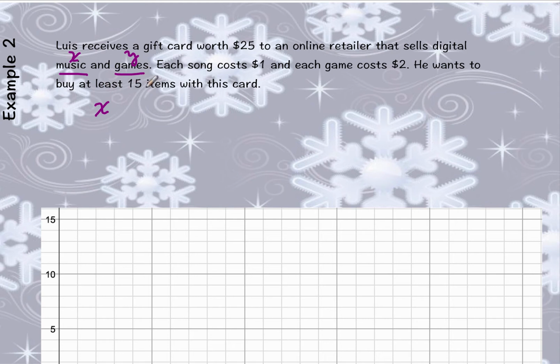So he wants to buy at least 15 items. So the amount of music plus the amount of games has to be at least 15. Each song costs $1, and each game costs $2, but he was only given $25. So when I add these together, they can't go above 25, so I have to stay below or equal to 25.